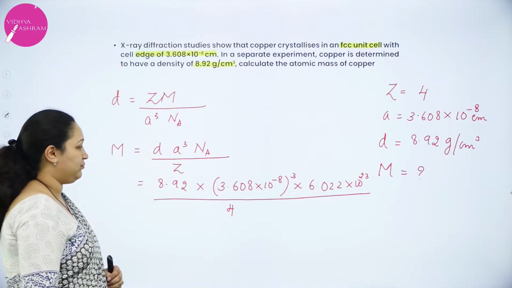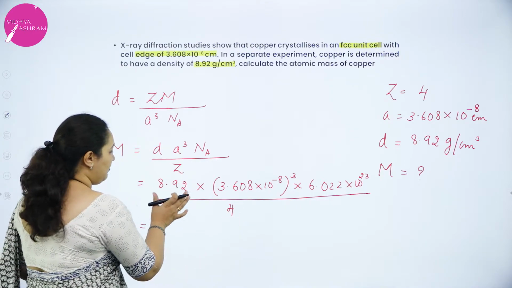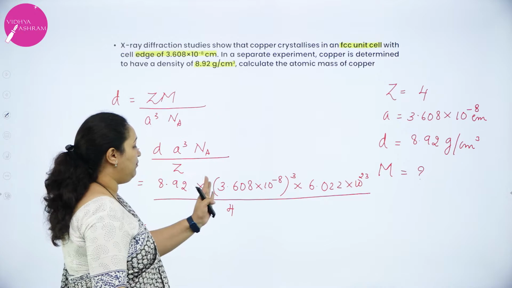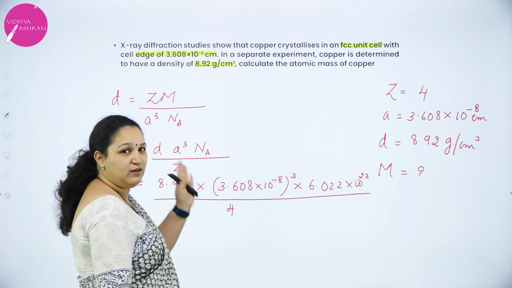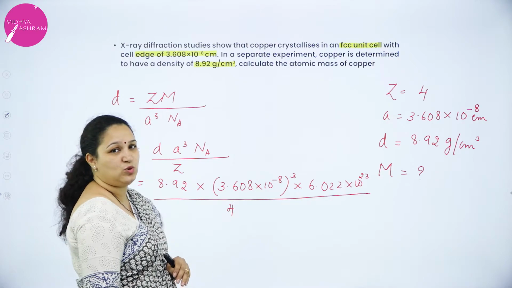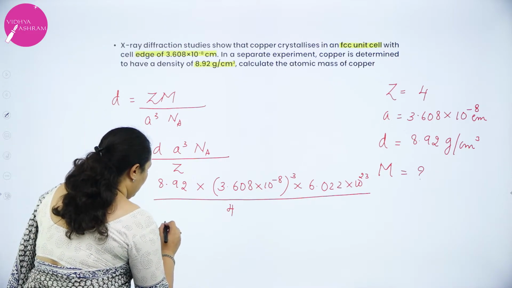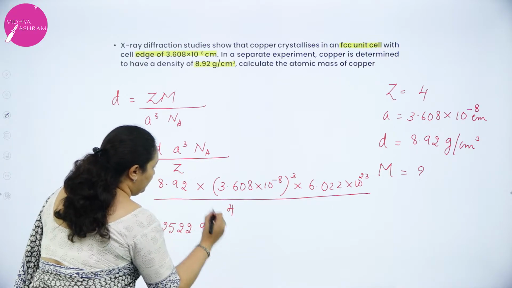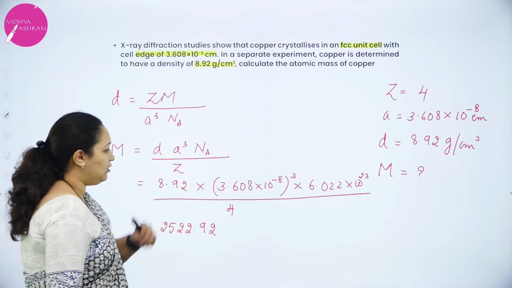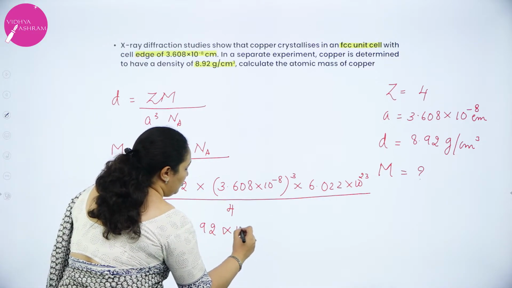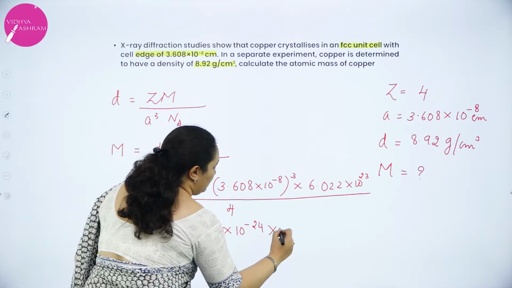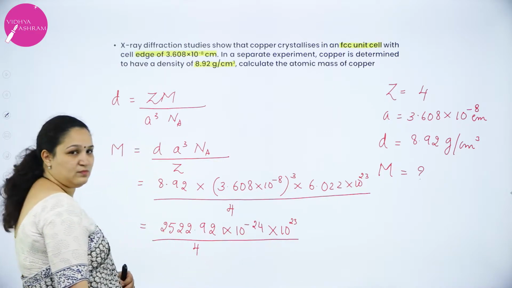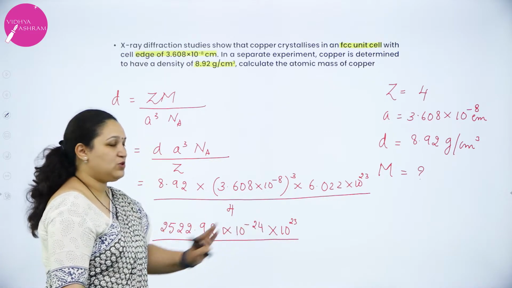It is 4. Now, if I solve this, if I multiply 8.92 into 3.608 into 3.608 into 3.608 into 6.022, I will get the value 2522.92. This is the value I will get. Now, what about the powers? Powers is 10 to the power minus 24 into 10 to the power 23 divided by 4. Correct? Now, this 10 to the power minus 1 will remain.